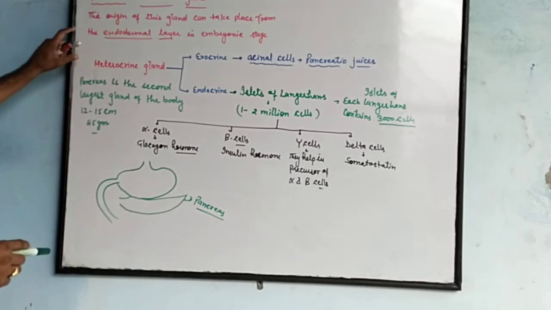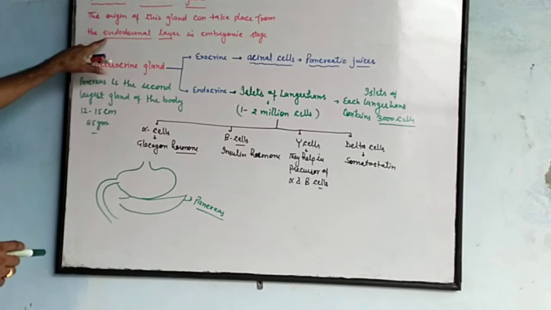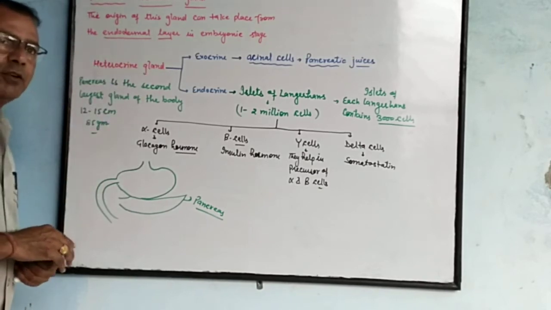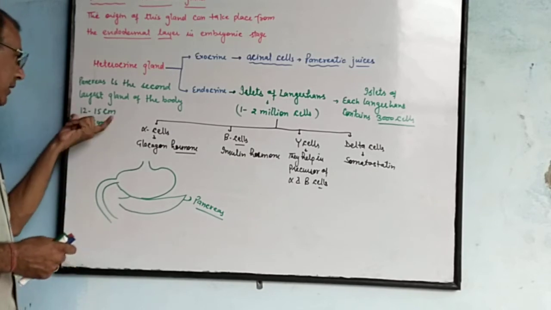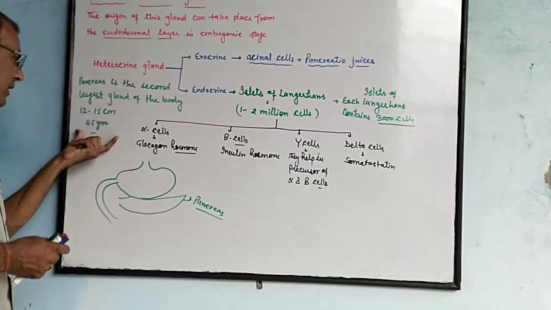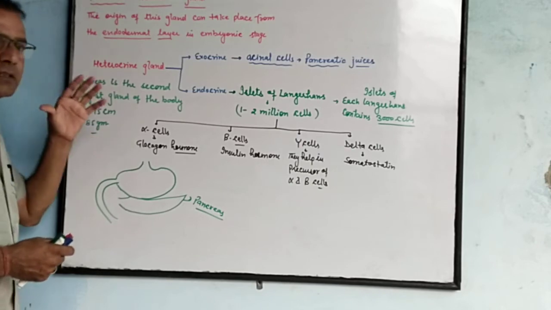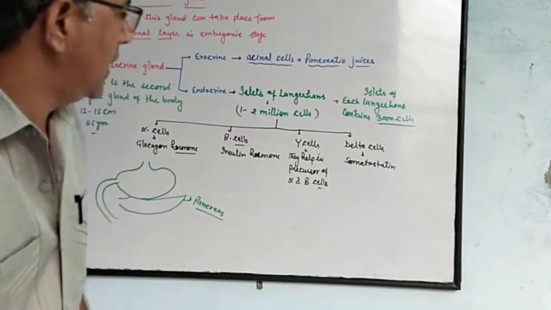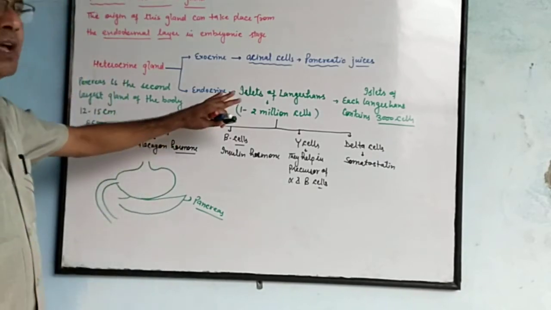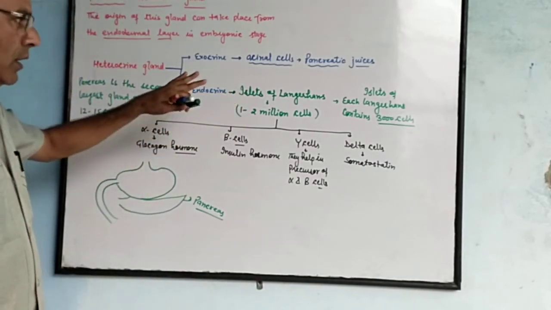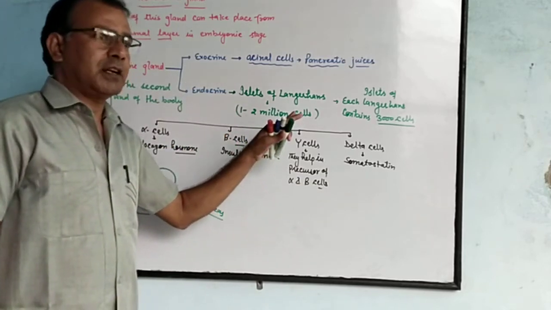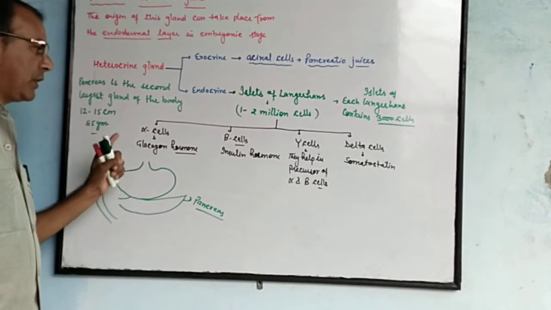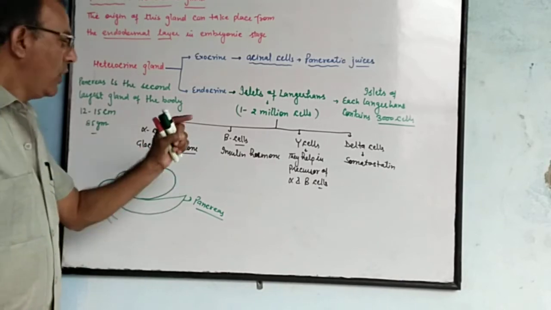This gland originates in the endodermal layer of the embryonic stage. It is the second largest gland of the body after the liver. Its length is nearly 12 to 15 centimeter and its weight is 85 grams. There are nearly 1 to 2 million cells which form the islets of Langerhans, and each islet consists of 3000 cells. Islets of Langerhans consist of 4 types of cells which secrete different hormones.